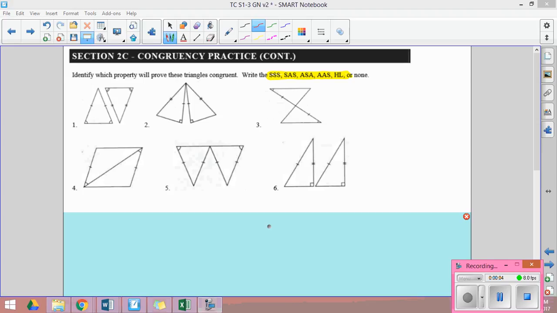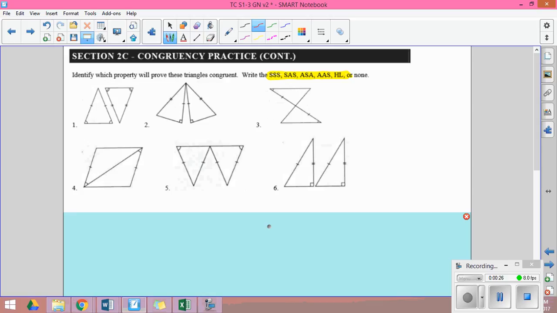The last 6 examples are going to look at how we can apply these 5 theorems. Look at every problem kind of like a multiple choice problem, because you can use a process of elimination. If I think about number 1, I've got side, side, side, side, angle, side, angle, side, angle, angle, angle, side, and HL as my choices.